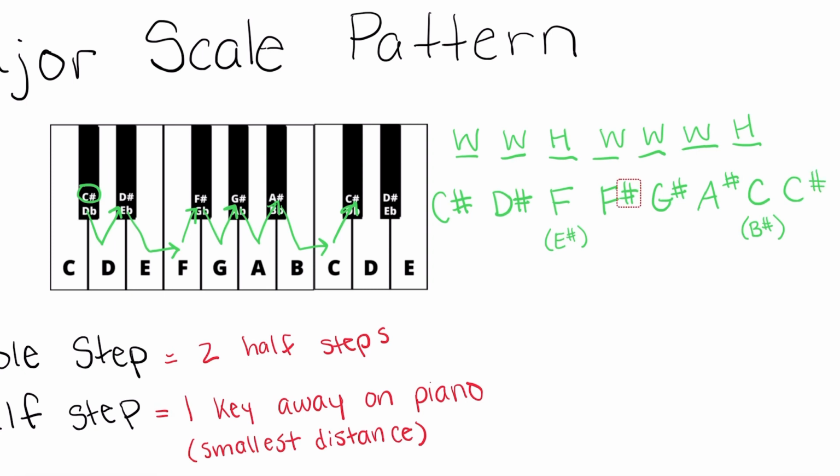The reason why we tend to use E sharp and B sharp instead of F and C is because we want to avoid having more than one of each letter in the scale. So let's double check and make sure our scale sounds right. I'll play it on my piano here. So we've got C sharp, D sharp, E sharp or F, F sharp, G sharp, A sharp, C or B sharp, C sharp. And that sounds like the major scale to me.